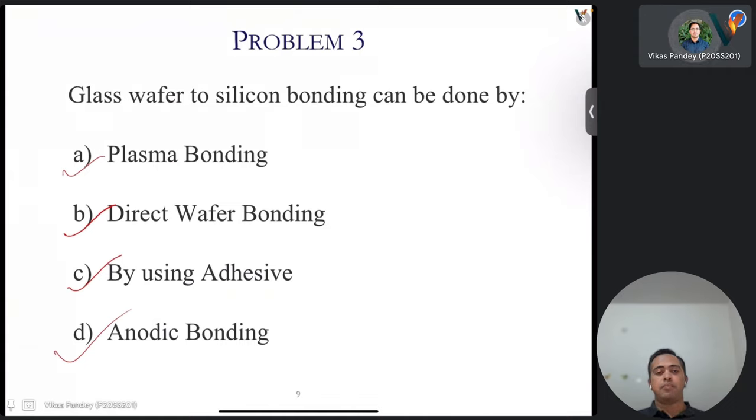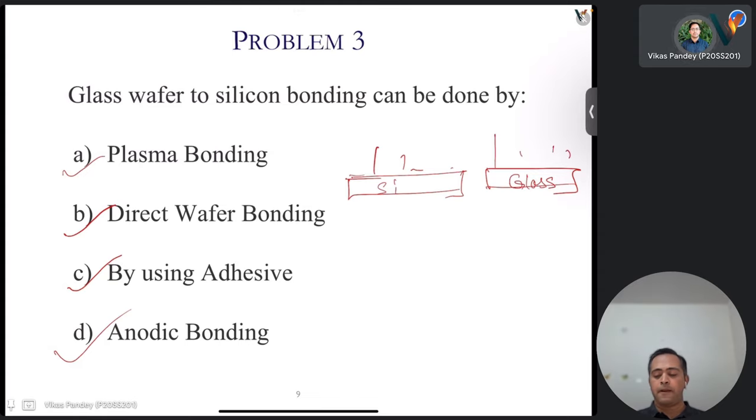See, remember about plasma bonding. Plasma bonding is in which the substrate, or the silicon in this case, and the glass, both are treated in plasma first. There is plasma treatment for both of them, and then they are brought together. Not exactly silicon and glass, whatever material is there, after the plasma treatment they will bond together.